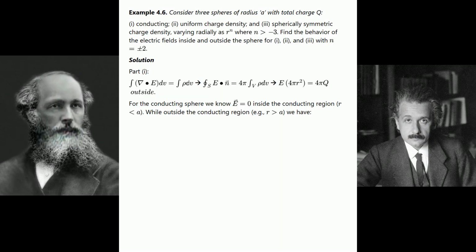Example 4.6. Consider three spheres of radius a with total charge q. 1. Conducting. 2. Uniform charge density. And 3. Spherically symmetric charge density varying radially as r to the nth power, where n is greater than -3. Find the behavior of the electric fields inside and outside the sphere for 1, 2, and 3, with n equals plus or minus 2. Solution.